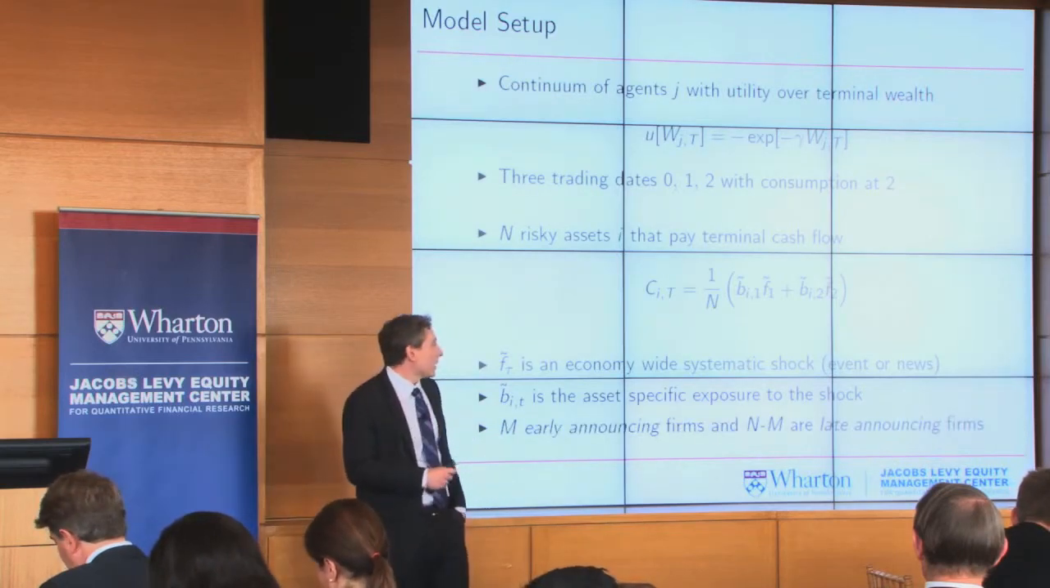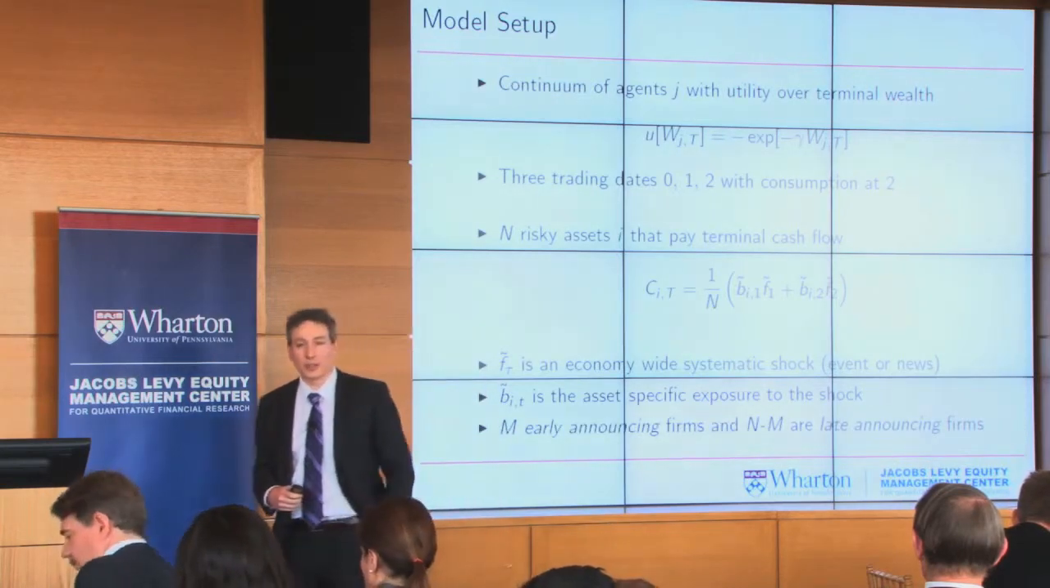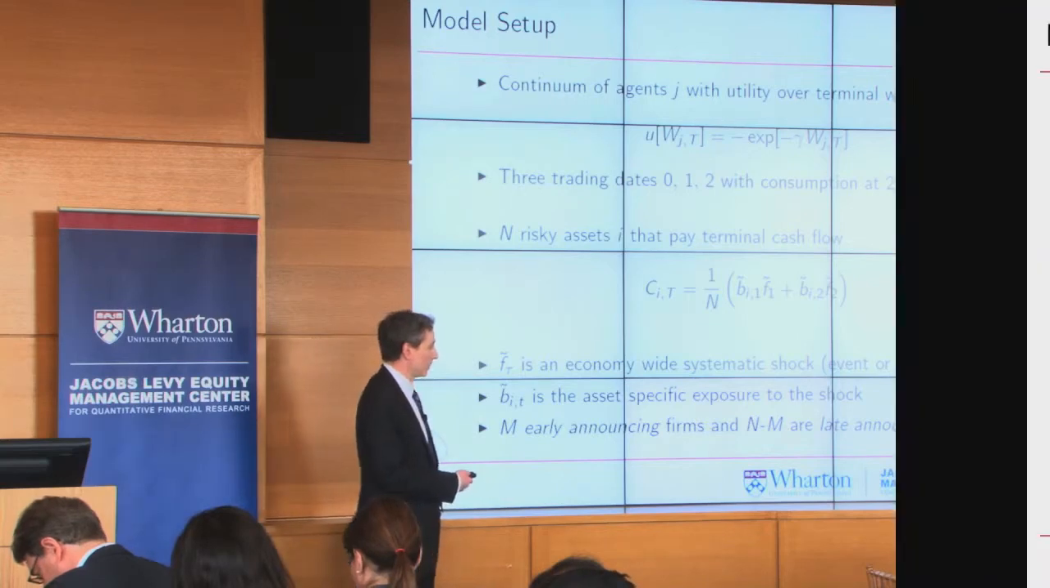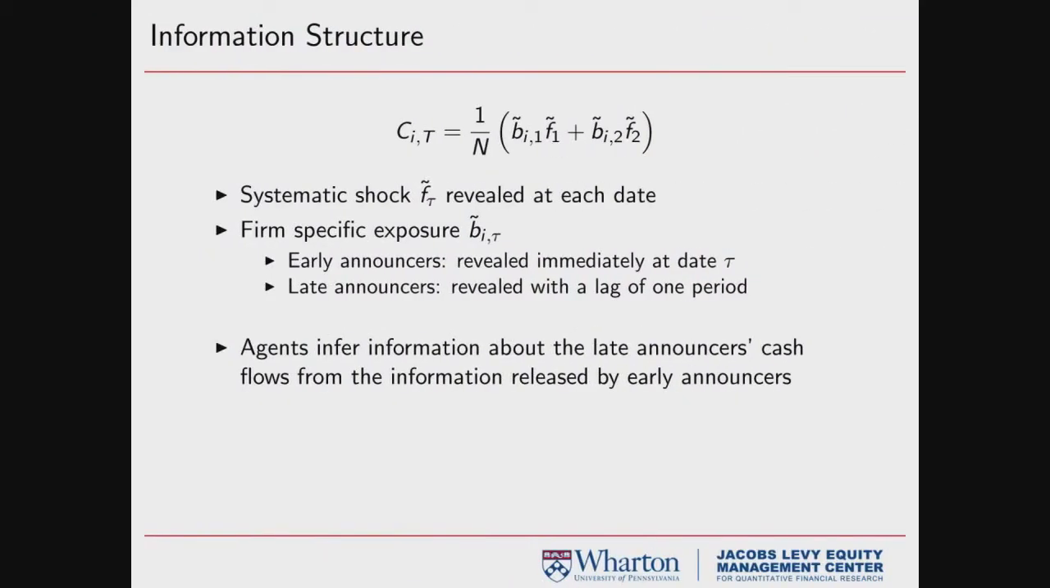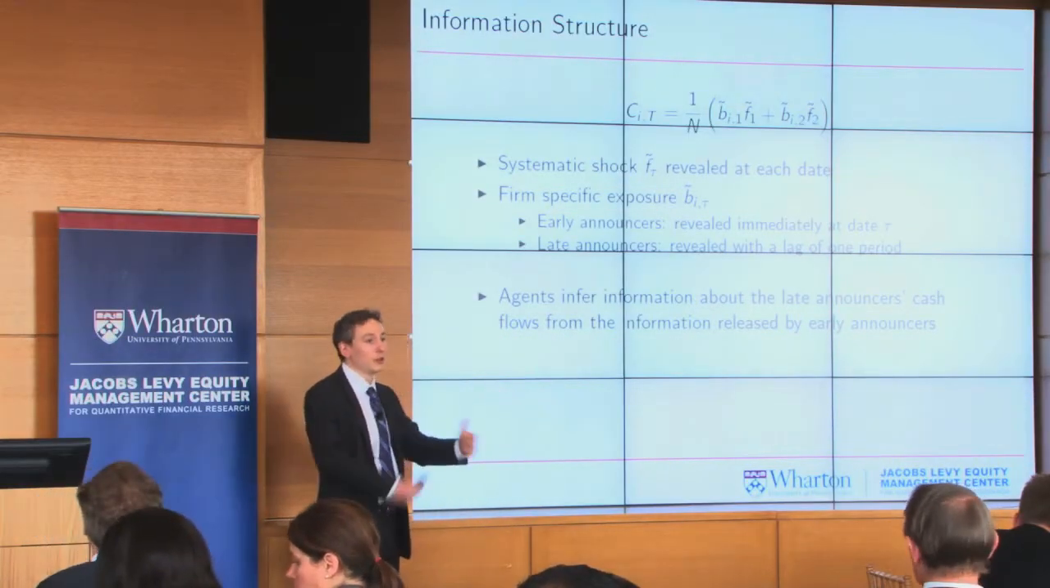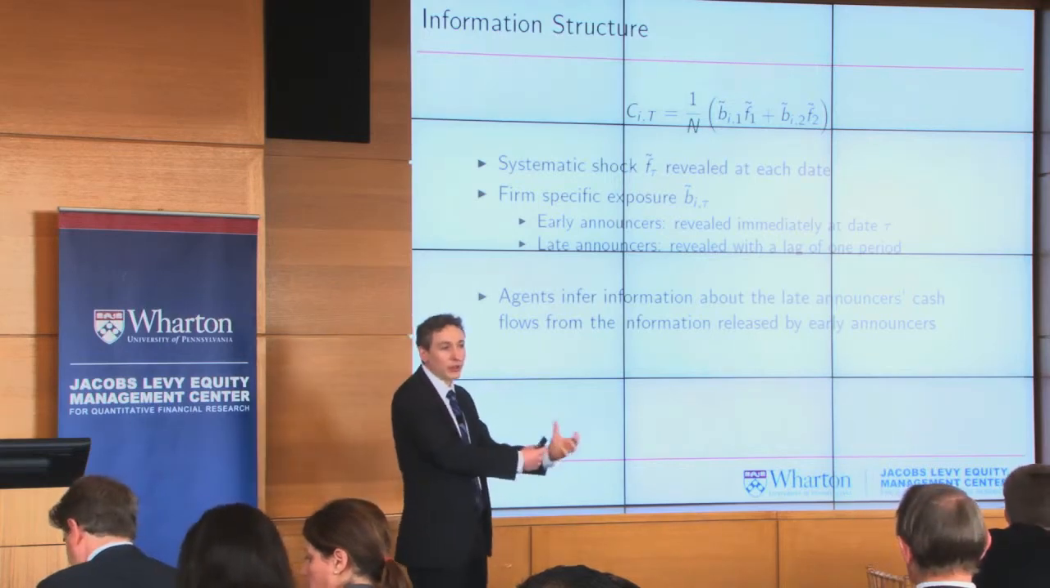Now, we're going to add one further twist, and this further twist is that M of our firms are going to be early announcers, and the rest are going to be late announcing firms. What I mean is, it's about when we learn about the firm-specific exposure. At each date we're going to learn our systematic shock, our F. Congress is taking up its tax reform. But for some firms, we learn the specific exposure early, the firms that announce their earnings early. And we see everything management has to say and how this news about tax reform has affected their earnings over the quarter. We're learning that early.